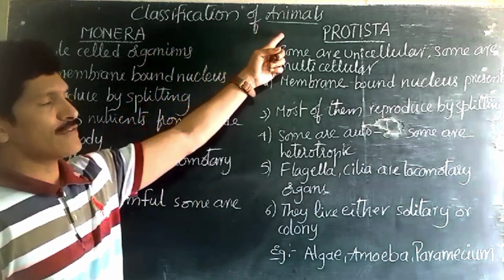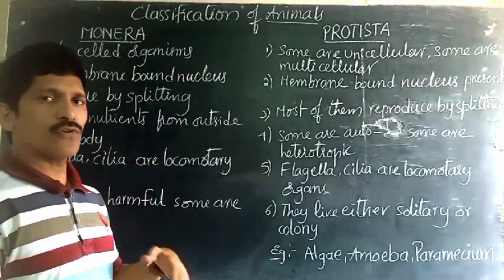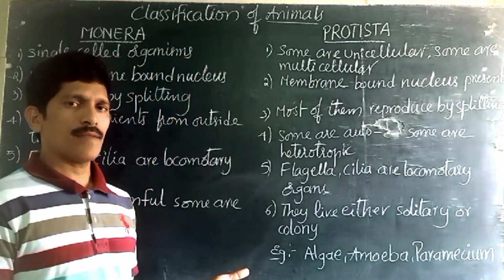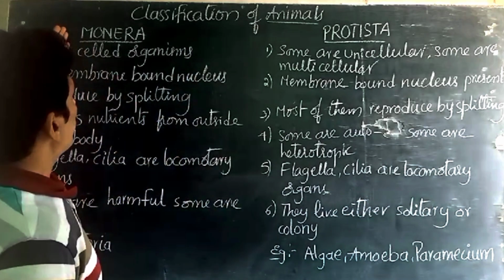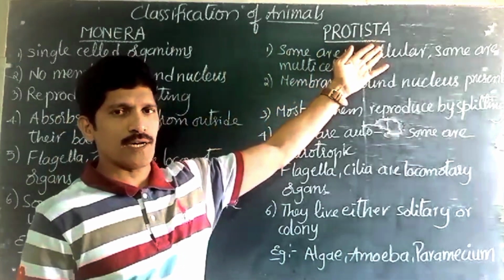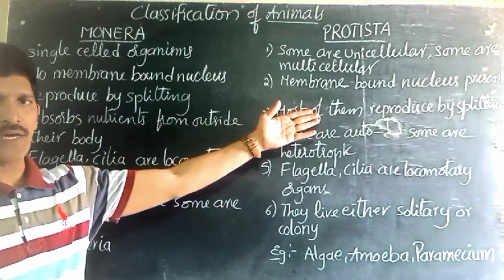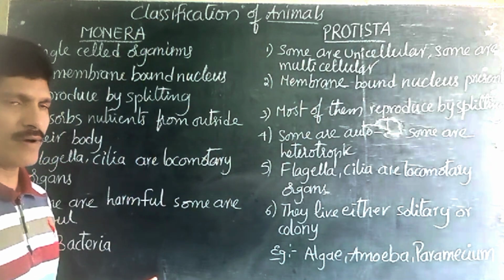Discuss classification of animals. Animals are classified into a few groups according to Whittaker. The first group is Monera and the second group is Protista. What are the characteristic features of Monera and Protista? We just go through one by one.